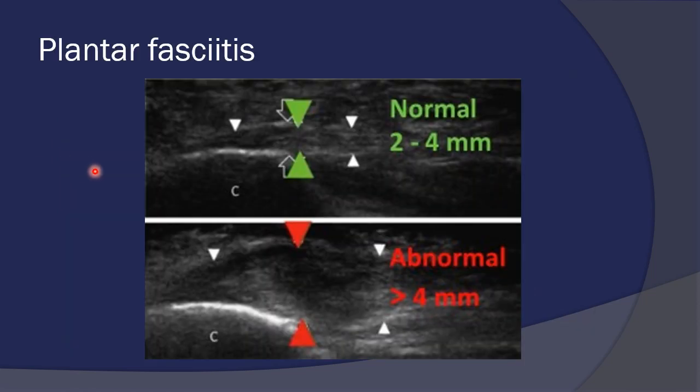This is an example of the normal plantar fascia, where the thickness is about 2 to 4 millimeters. In cases of plantar fasciitis, we notice that there is a marked increase in thickness above 4 millimeters, and a comparative study can help us easily detect the difference and diagnose the case.